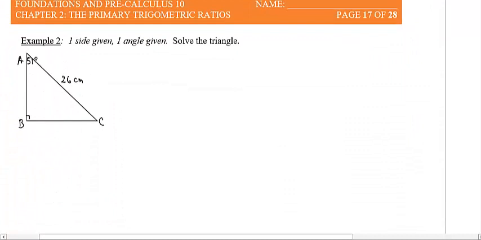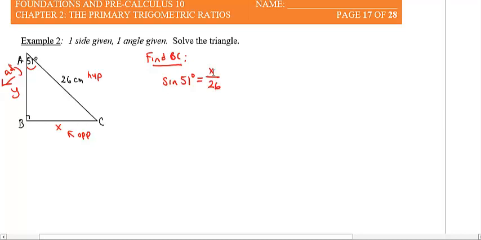The other type of question you'll see is the one like this, where you're given one side and one angle. And you're asked to solve the triangle here as well. Okay? Well, in this case, I have an angle. This is the longest side, my hypotenuse. I can call these x and y. Because the target angle is 51, x is my opposite side, and y would be my adjacent side. So, if I wanted to figure out BC first, I'd be thinking opposite, hypotenuse. That's right. Sine. So sine of 51 equals x over 26.